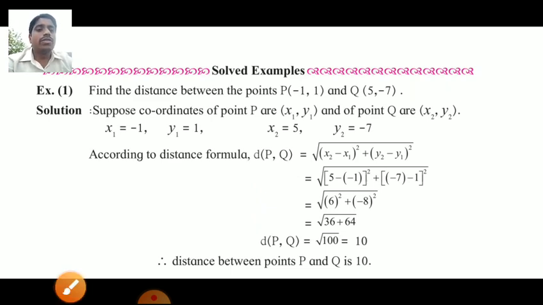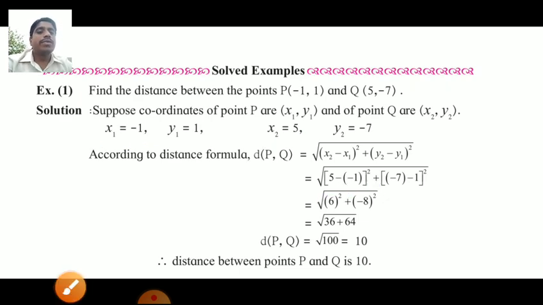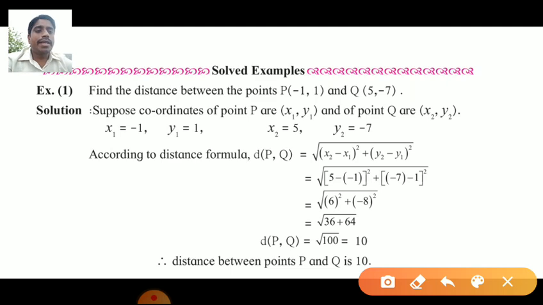Now the value of x2 is 5, minus, and x1 is -1. That means 5 minus (-1) whole square. And next, put the values of y2 minus y1. The value of y2 is -7 and the value of y1 is +1. We put the values of y2 minus y1: -7 minus 1, whole square.